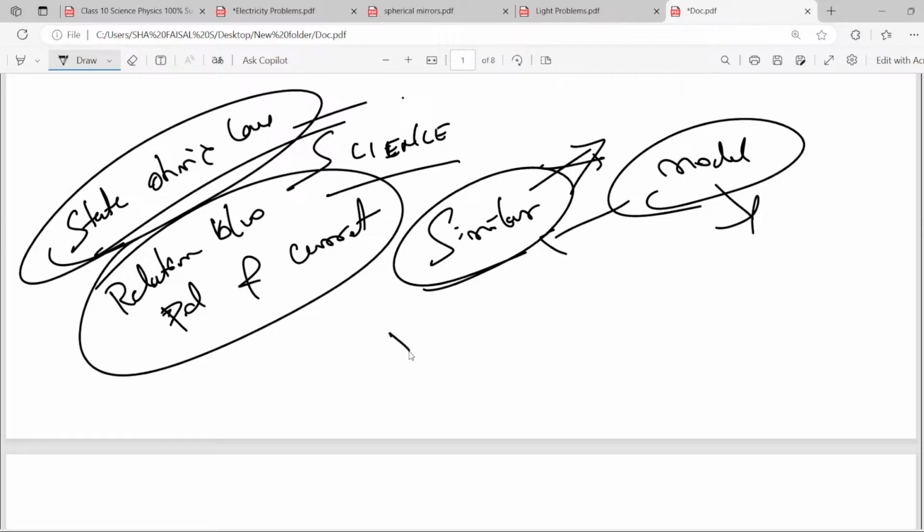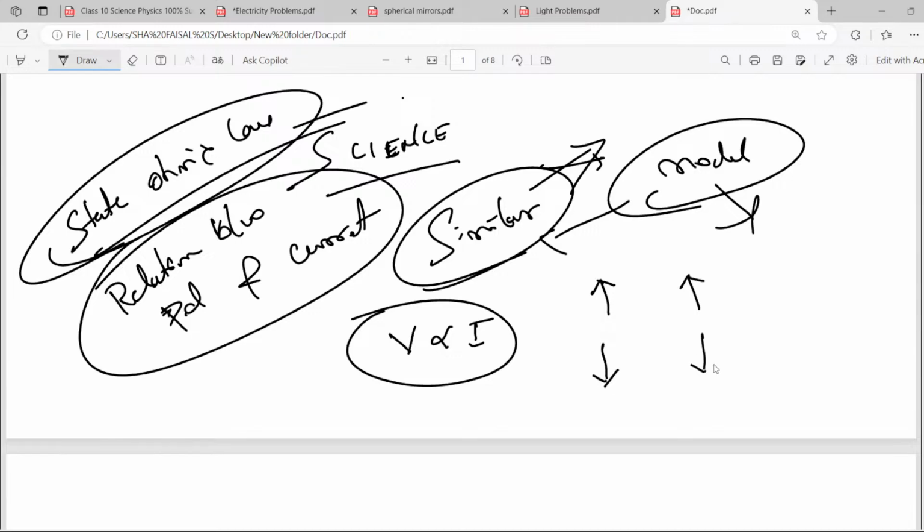We know that potential difference is directly proportional to electric current. Am I right? Is this clear? So what is the relationship between potential difference and current? You should say potential difference is directly proportional to current. This is the relationship. If potential difference increases, current also increases. If potential difference decreases, current also decreases. This is the relationship. See, this is the twist they can do, but nothing else.